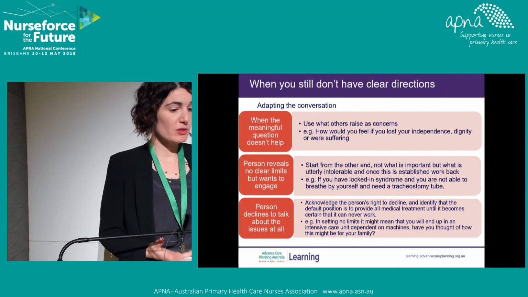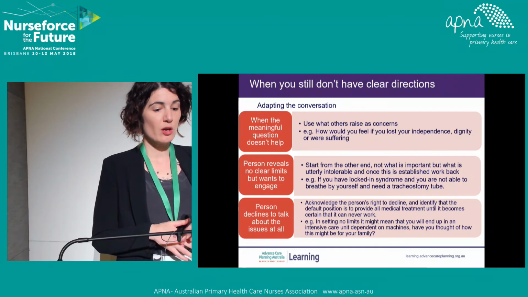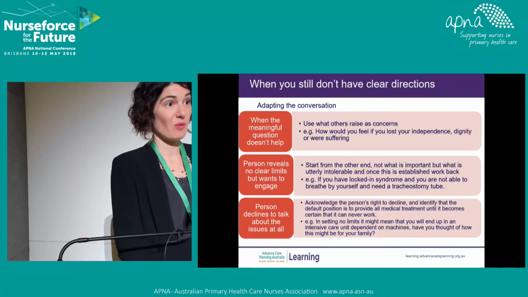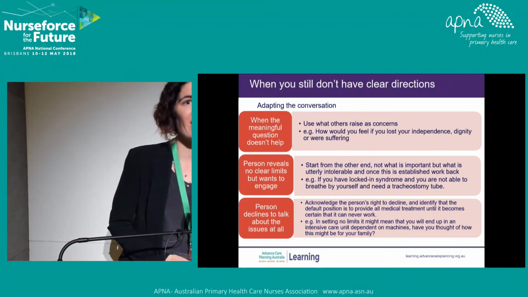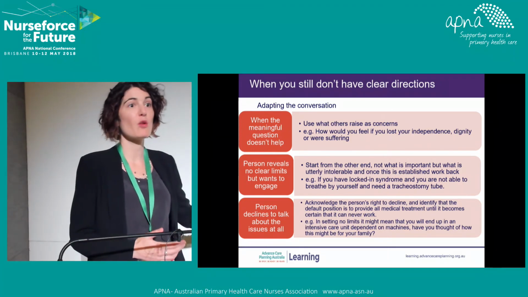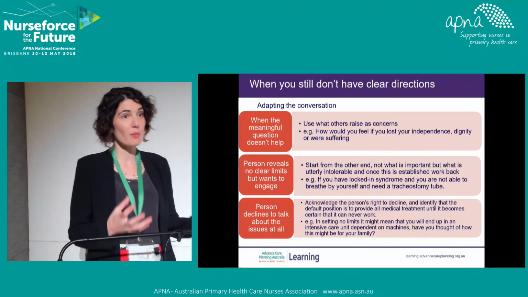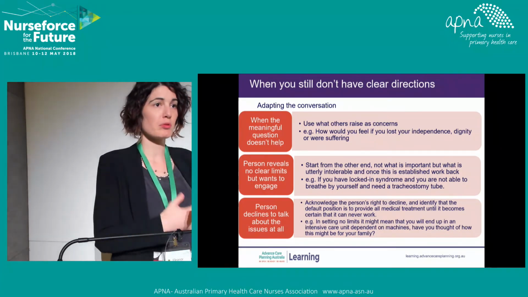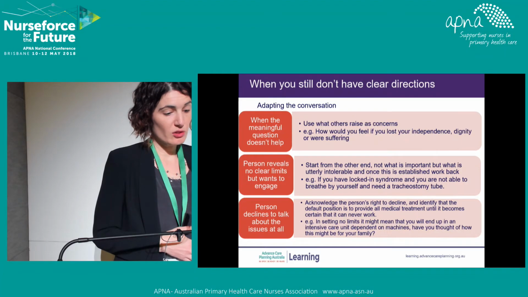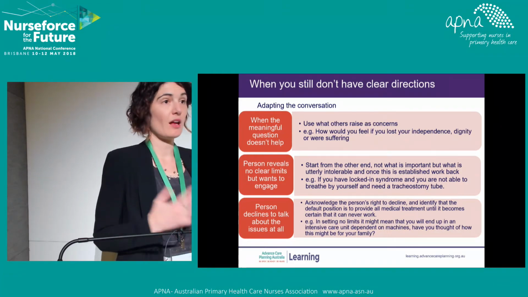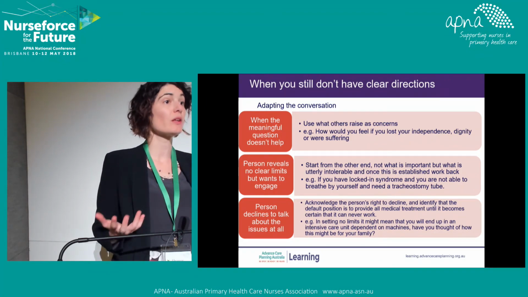When the person reveals no clear limits but still wants to engage, you can start from the other end and talk about what their values are and what's most important to them, what they want to be living for. So, for instance, that great-grandchild's birth, or the wedding of their grandchild in 3 months' time, and talk about what's important to them, and you can progress the conversation from there. And if a person declines to talk about the issues at all, you can acknowledge the right to decline to talk about it. That's absolutely okay.